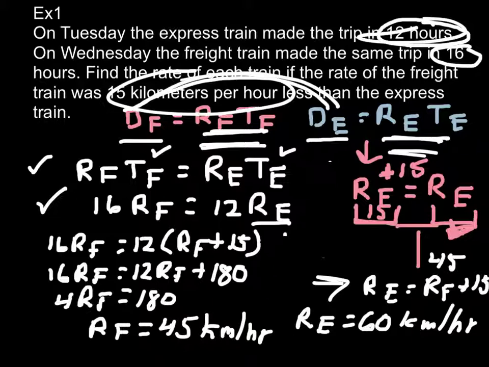So we've answered the problem. Find the rate of each train if the rate of the freight train was 15 kilometers per hour less. So in other words, is the rate of the freight train 15 less than that of the express train? It is. So we found the rate of each. Now let's take a look at one more example.